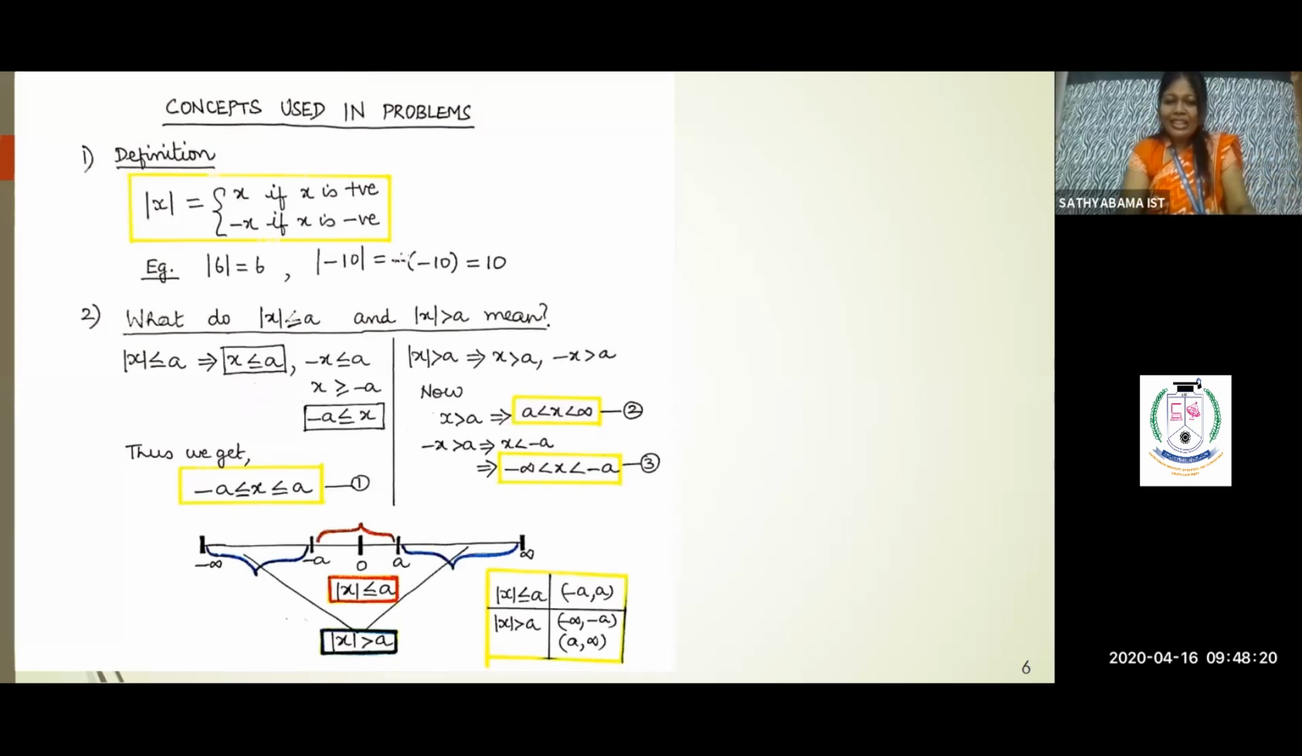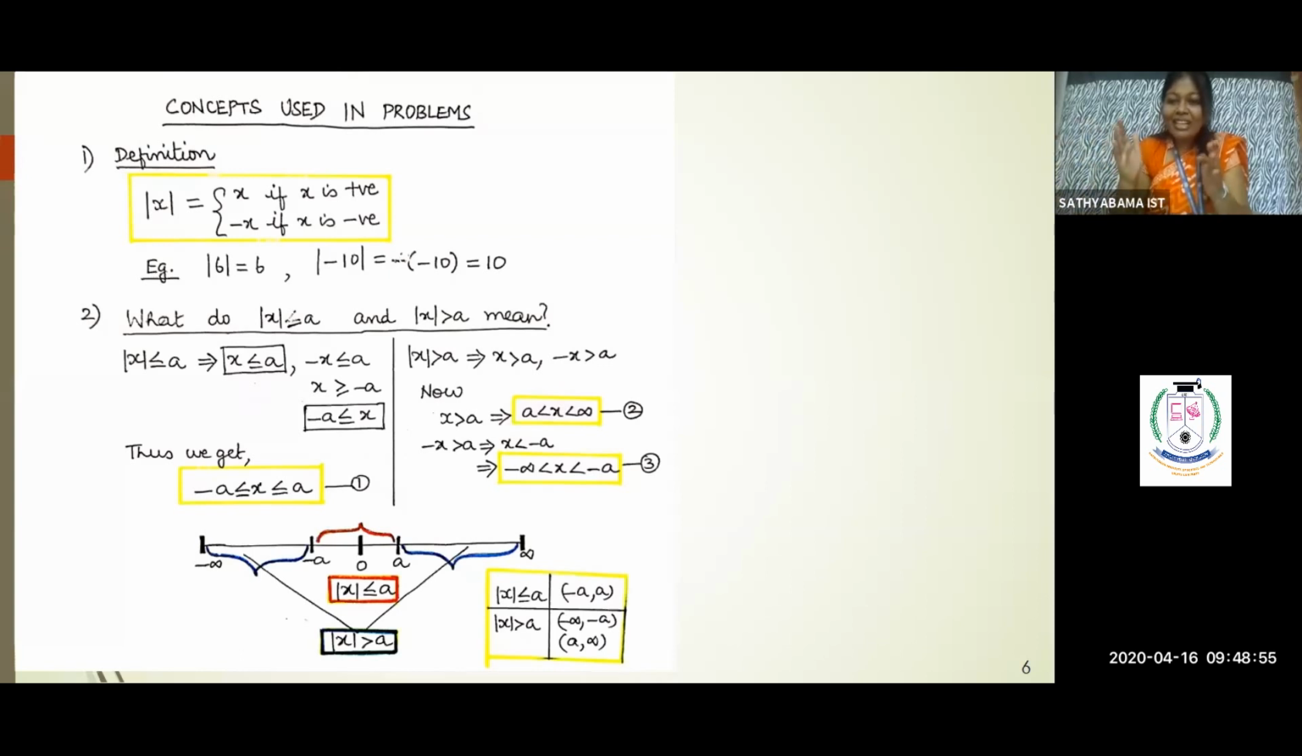So the second one, mod x greater than a, stands for what region? It stands for the region a to infinity and minus infinity to minus a. It stands for two regions. So let me make myself clear. The first region, modulus of x less than or equal to a, stands for minus a to plus a. The other region, modulus of x greater than a, stands for the remaining portion. What's the remaining portion apart from minus a to plus a? It is minus infinity to minus a and a to infinity.